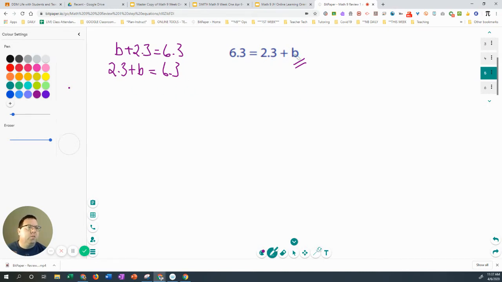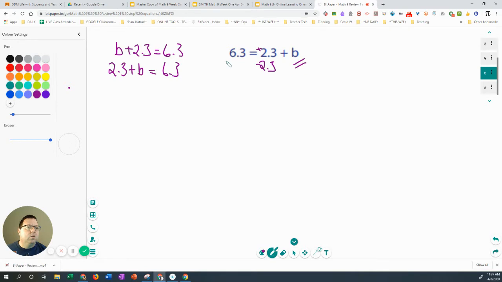Okay, so I'm going to deal with this question the way it's written. There's no operation in front of the 2.3. There's an equal sign, but we do have a sign. The sign is positive. So just like we think of subtraction as the opposite of addition, we can think of negativity, or the negative sign, as opposite to the positive sign.